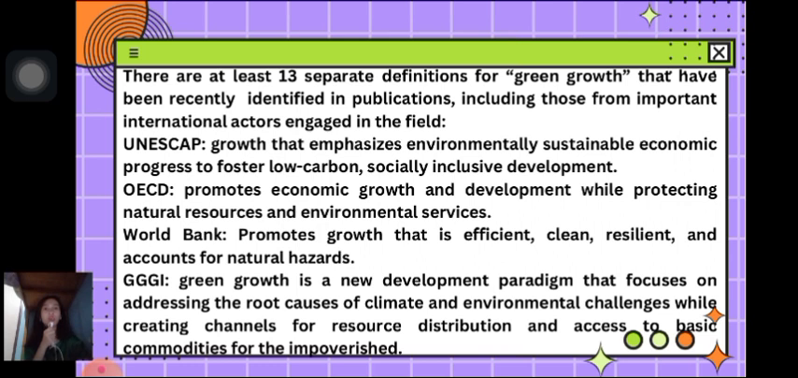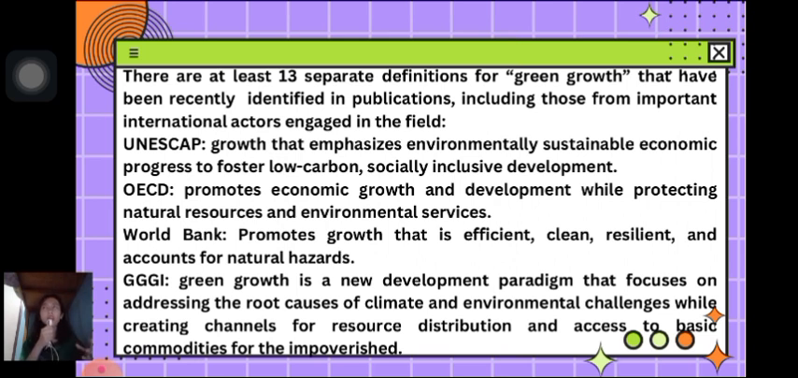So the next one is the GGGI. The definition here states that green growth is a new development paradigm that focuses on addressing the root causes of climate and environmental challenges while creating channels for resource distribution and access to basic commodities for the impoverished.